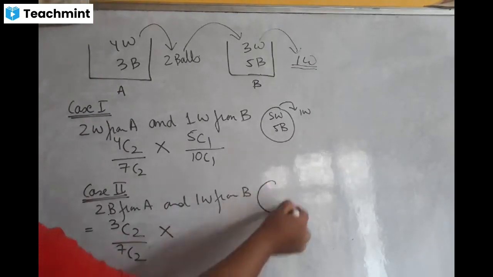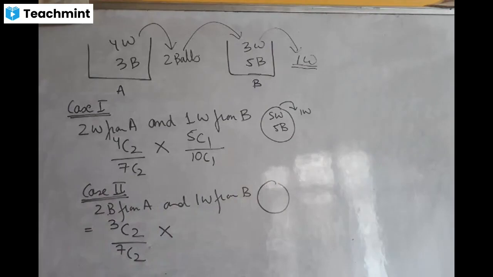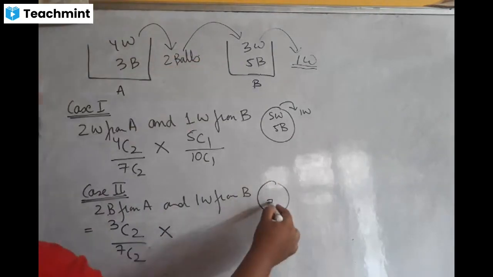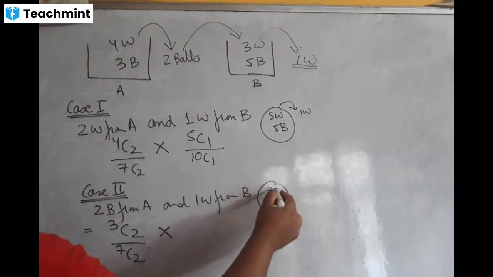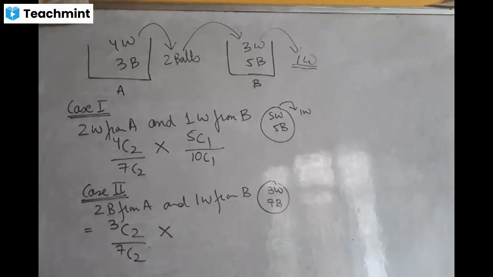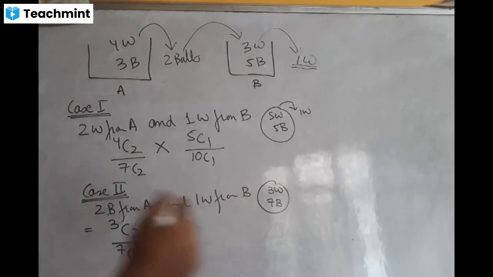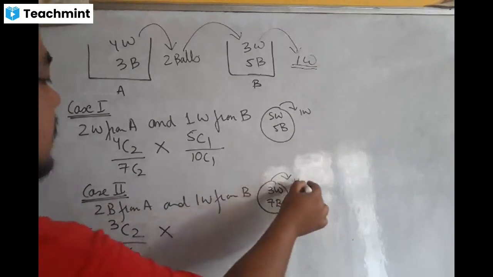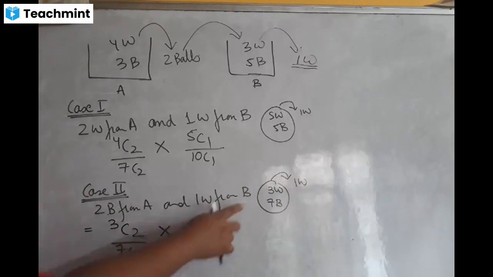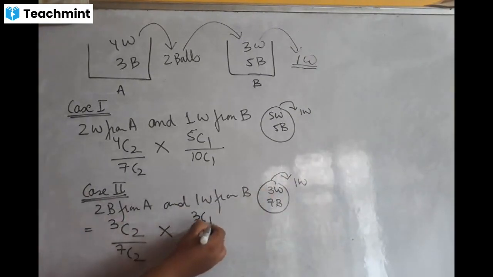But what is happening is you took out two black from here. Those two black have to be put here. How many blacks are there? 5. So this becomes 7 black and 3 white. Okay. So 1 white from B. How many whites are there? 3. So out of 3 I have to choose one. Total is 10. 10C1.